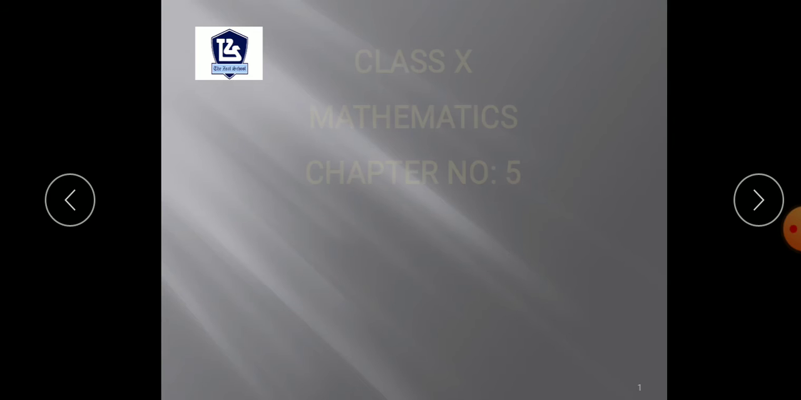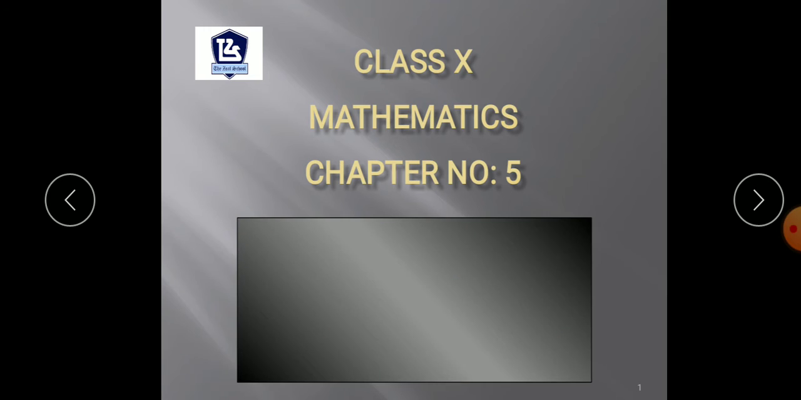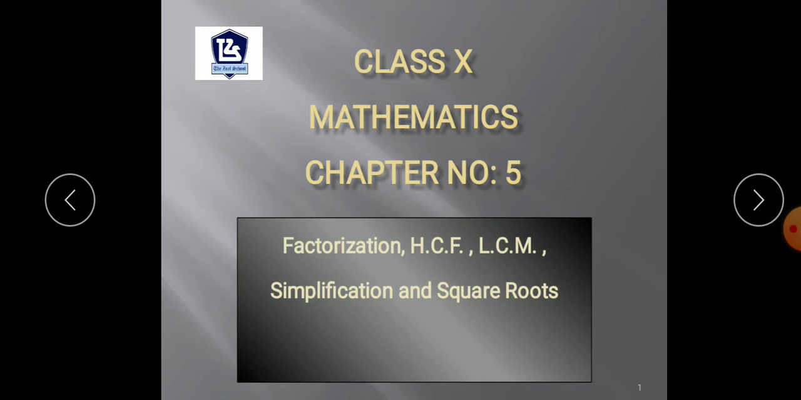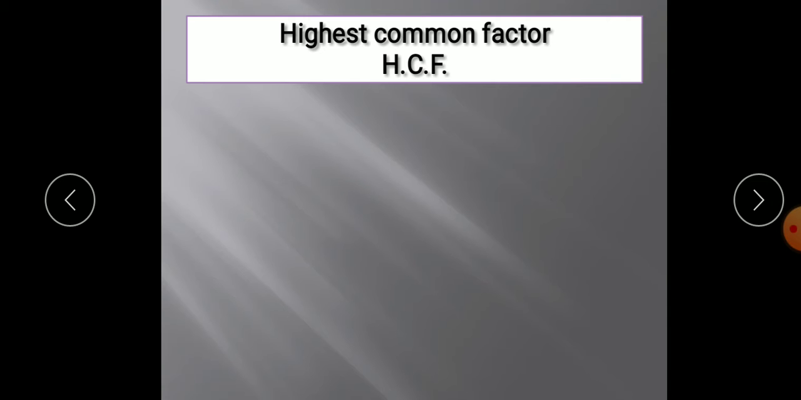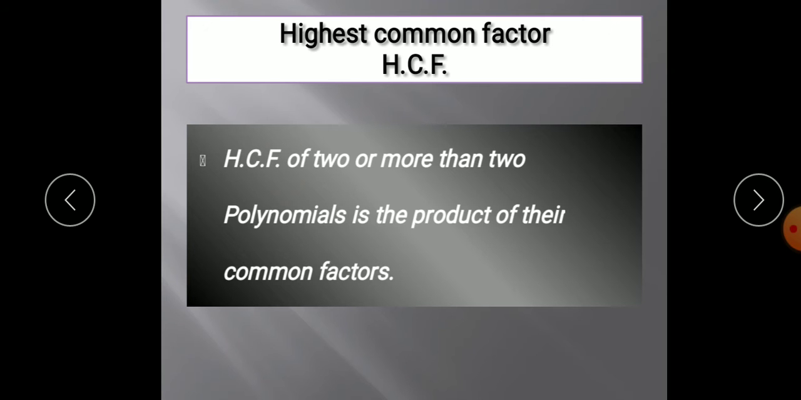Bismillahir rahmanir rahim. This is chapter number 5, factorization, HCF, LCM, simplification and square roots. Okay, and exercise is 5.8. Highest common factor, HCF. What is HCF? HCF of two or more than two polynomials is the product of their common factors.